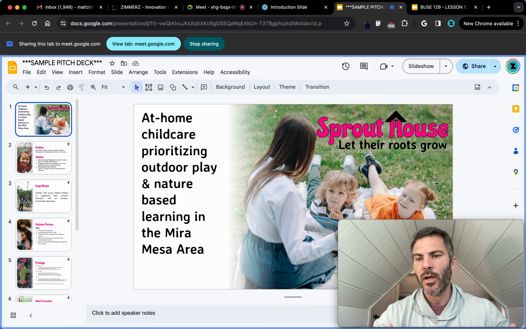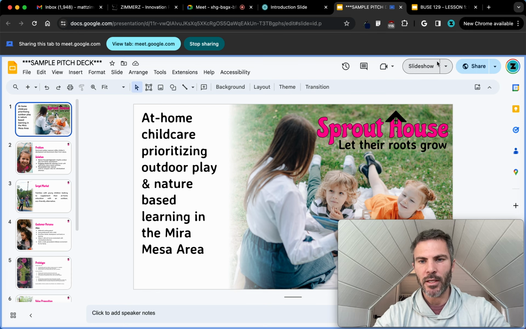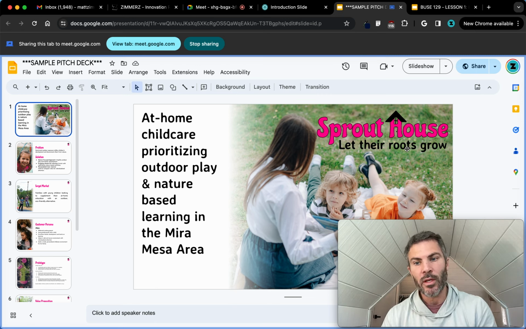One, we want to create a brand for our business that describes it. So this business is called Sprout House, with the tagline "Let Their Roots Grow," something to connote what this business is, what our mission is, just something very simple. And we've got some imagery here of somebody sitting in a field with a couple kids. So it's clearly hands-on. There aren't a ton of kids here, it's one teacher with two students, so it's trying to connect with what I can expect from this business.